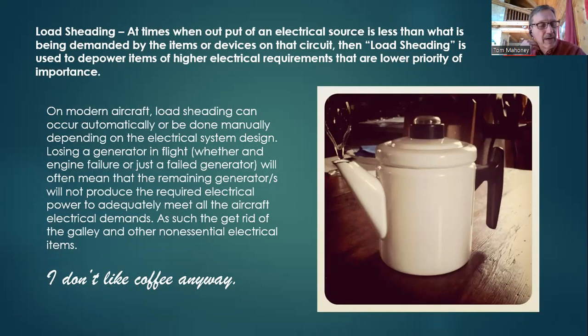Very much the same as if you ended up losing your alternator and all you had left was your battery on your Cessna 172, you would shut down unnecessary electrical equipment so you didn't draw on that battery. We kind of do the same thing by getting rid of unnecessary electrical items, the galley being the first thing we would take offline. Doesn't matter to me, I don't drink coffee anyway. So that's the first thing I'm going to disconnect. If I can, I'm going to try to get it back. If I have the opportunity, I might start the APU, which is another generator.